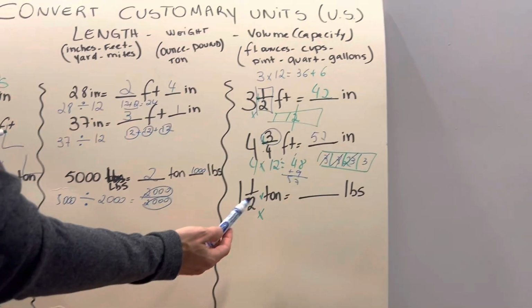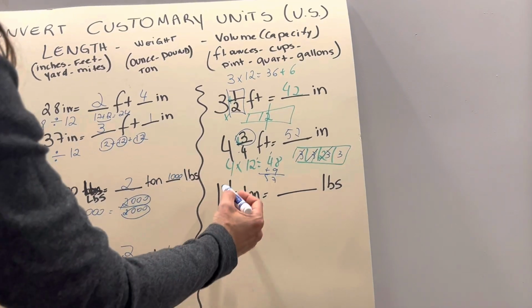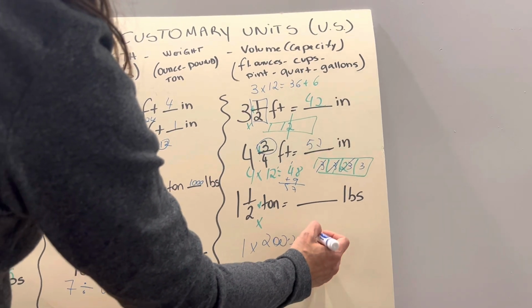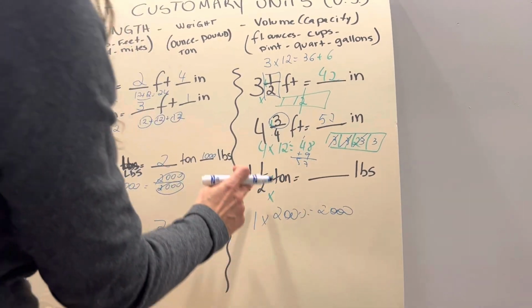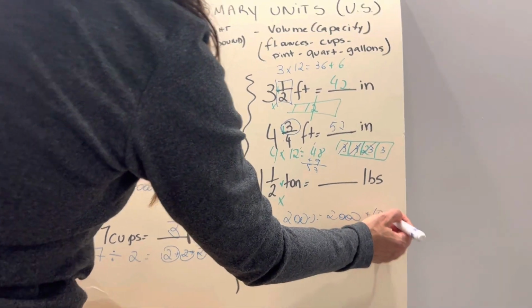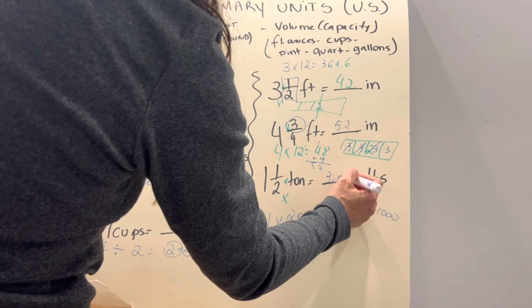And last one. 1 ton has how many pounds? 2,000, right? Times 2 is 4,000. Now, how much is half of a ton? How much is half of 2,000? 1,000. So my answer is 5,000.